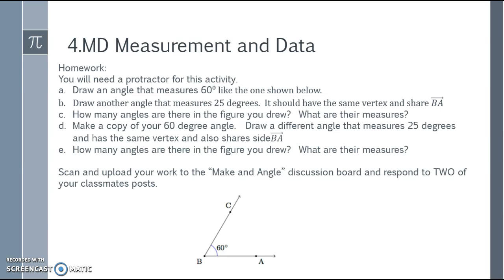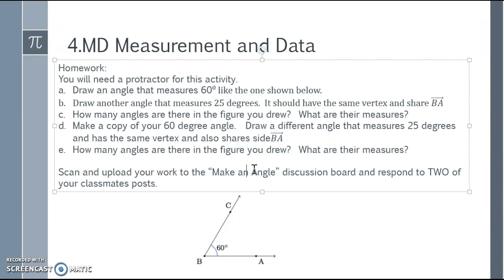What are their measures? Make a copy of your 60-degree angle, draw a different angle that measures 25 degrees and has the same vertex and also shares side BA. How many angles are in the figure you drew? What are their measures? Scan and upload your work to the Make an Angle discussion board and respond to 2 of your classmates' posts.